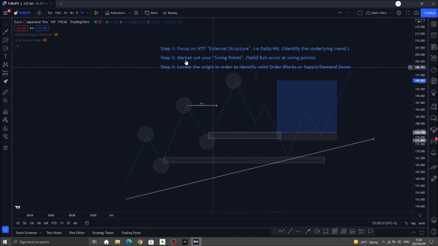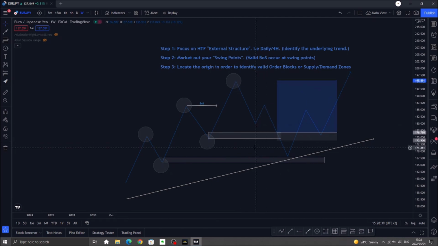All right, the second step that you want to do is you want to mark out your swing points. All right, because your valid breaks of structure occur at your swing points. So what are your swing points? Your swing points are essentially, in a bullish market, your higher highs and your higher lows. And you know that in order for this bullish market to continue, you want to see a violation of those higher high swing points, okay?